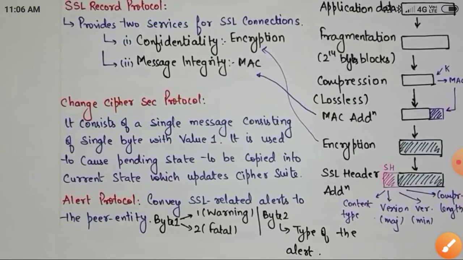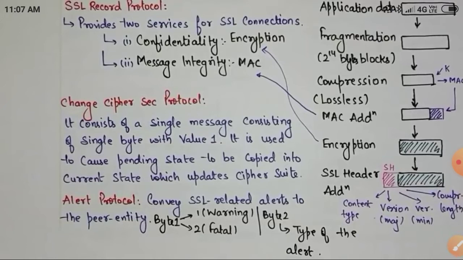Okay, after encrypting this data, what we are doing next is adding the SSL header to this encrypted message. What this header contains: like previously we saw the MIME header, here we are adding the SSL header.